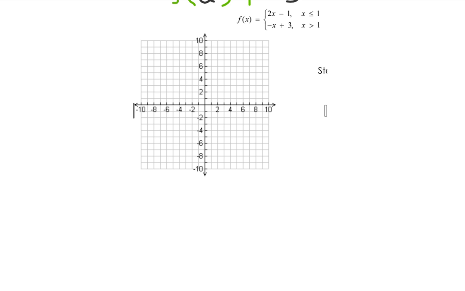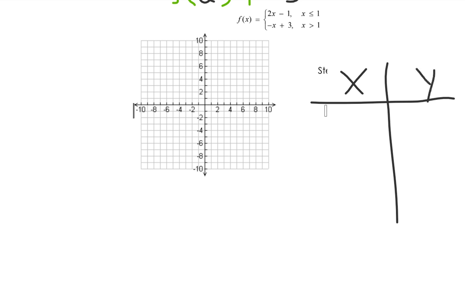So what we can do is create this XY chart, and we want to put 1 in the middle. And then let's go up 2 steps on each side, and we'll get a good idea of what the function looks like on both sides.